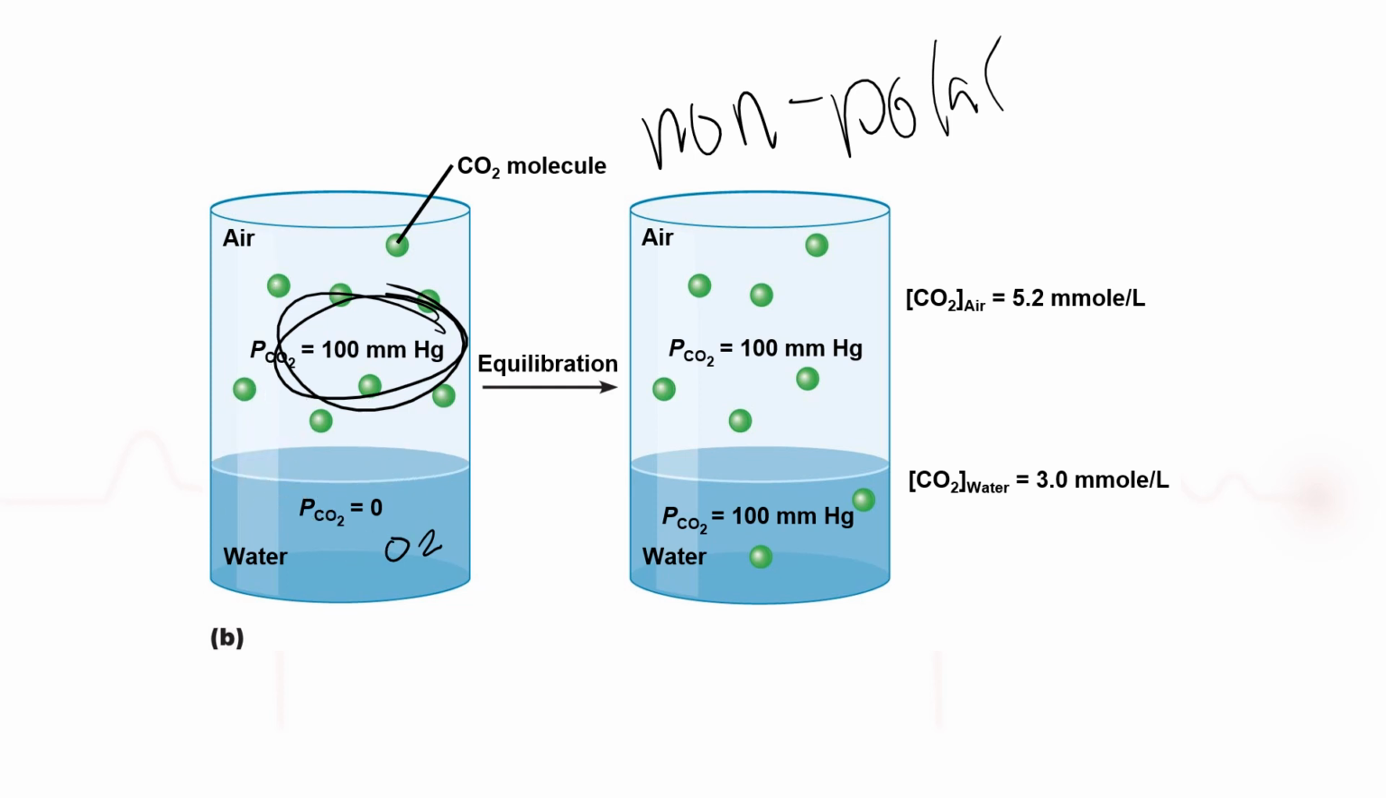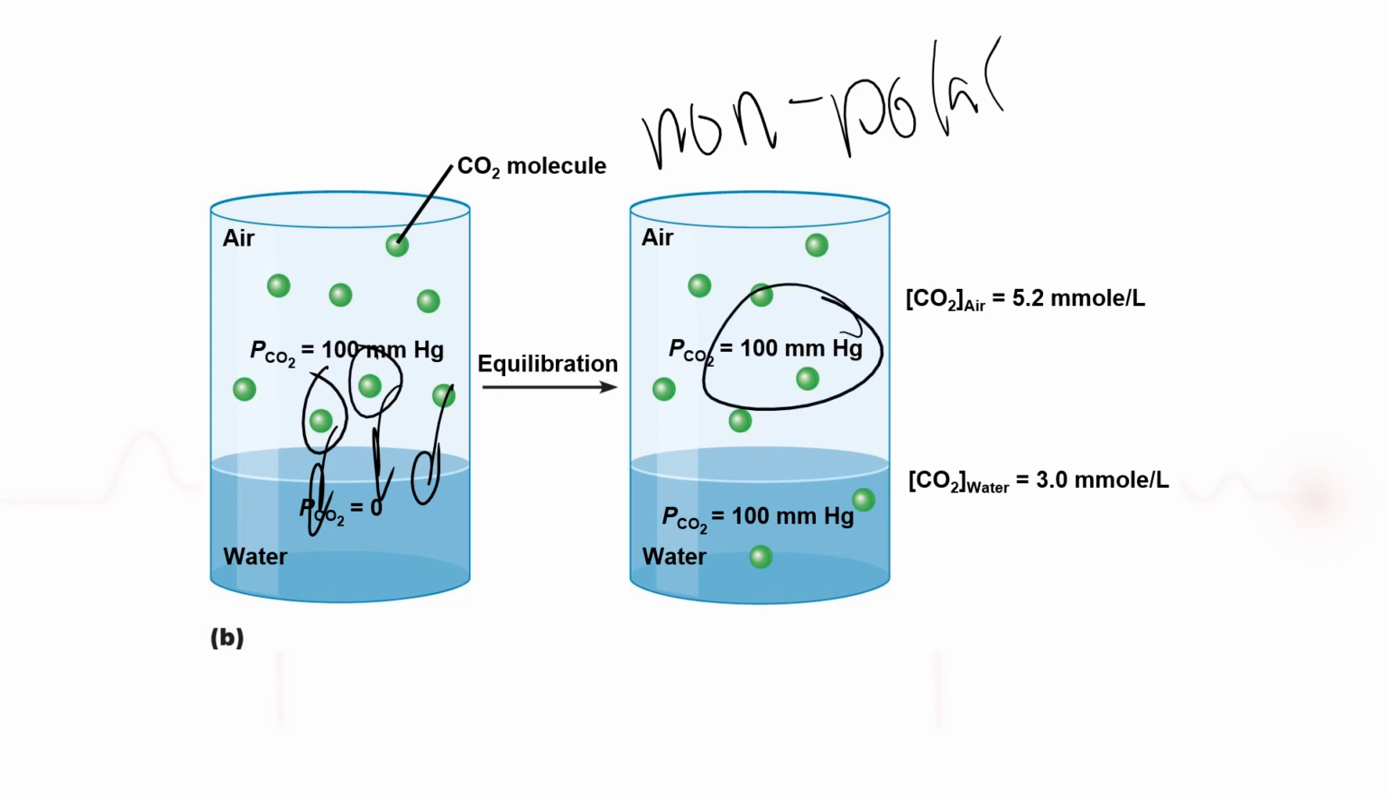Okay, but what you'll see, yet again, is as carbon dioxide moves from the air into the water, the partial pressure of carbon dioxide within the air doesn't fall, while the partial pressure of carbon dioxide within the water rises, right? And they're actually at equilibrium when both of them, the partial pressure of carbon dioxide within the air and within the water, are both at 100.